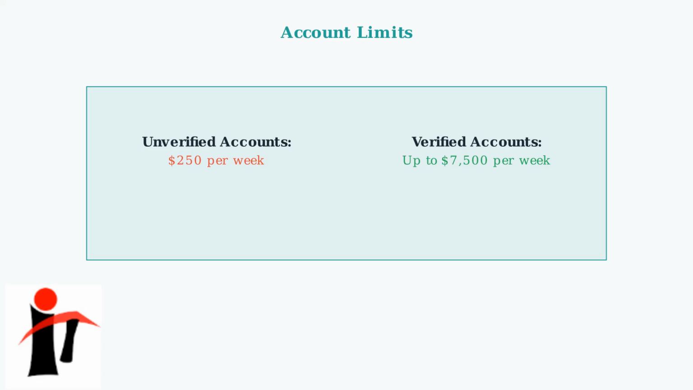Cash App has different limits based on your verification level. Unverified accounts are limited to just $250 per week, while verified accounts can add up to $7,500 per week. To increase your limits and verify your account, you'll need to provide additional personal information, including your full name, date of birth, and social security number.